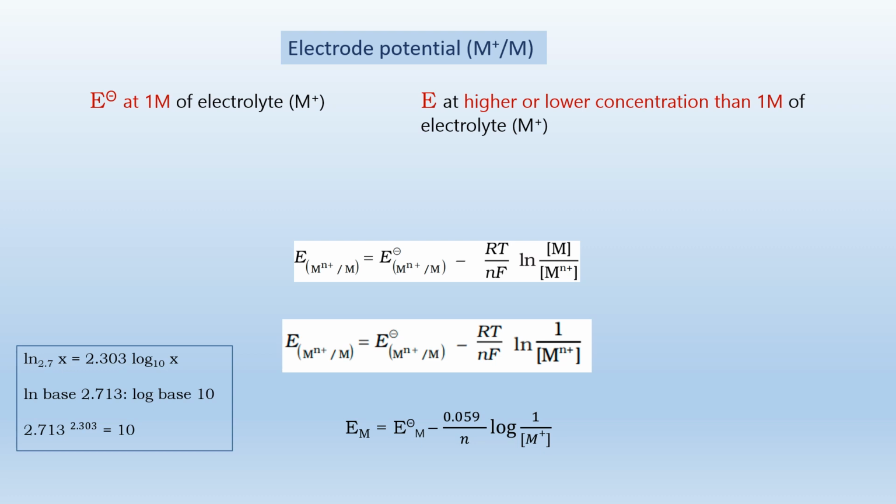R value, T value, F value multiplied by 2.303, you will get 0.059. The only thing is we should know the n value. The n value will differ. The remaining values will not differ. Hence you can calculate the electrode potential using these values.